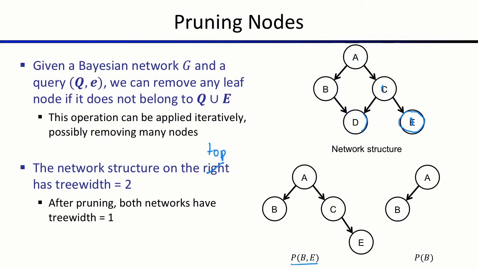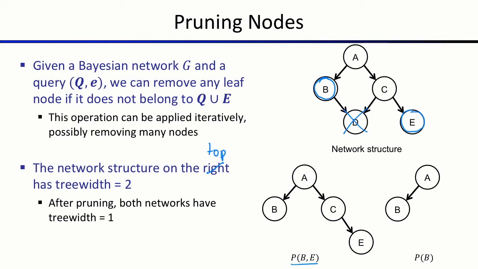Let me just erase this. We want to compute the query, the probability of B and E. So we observe B, so we are interested in B. This is going to be a query variable, so we cannot prune it. And we are also interested in E. It's also a query variable, so we cannot prune it. When you start pruning, the only leaf node that we have available that can be pruned is D. So we're going to come here and eliminate D.